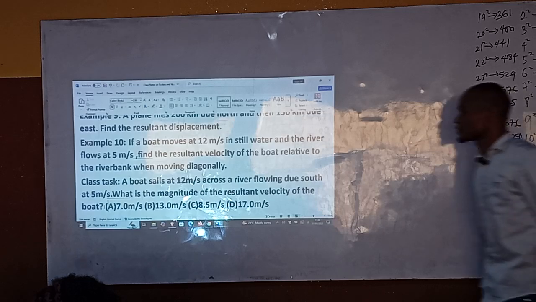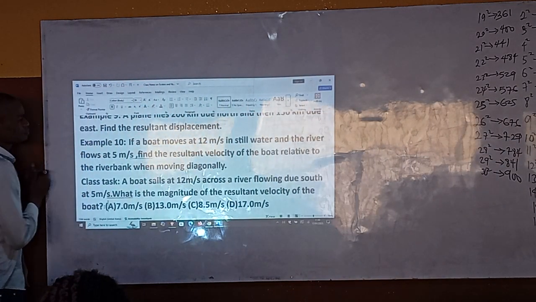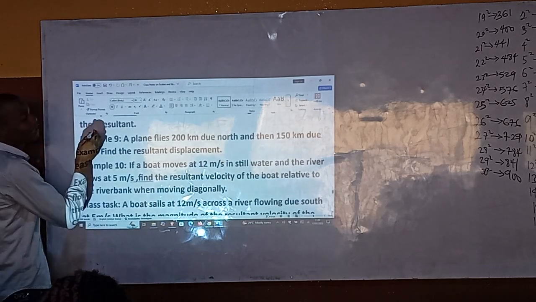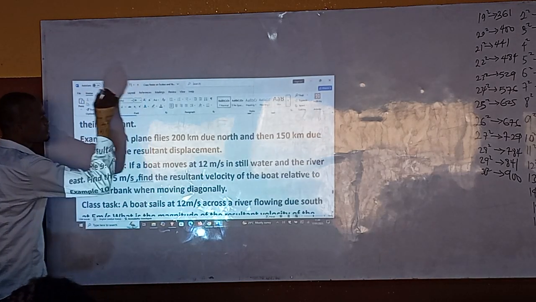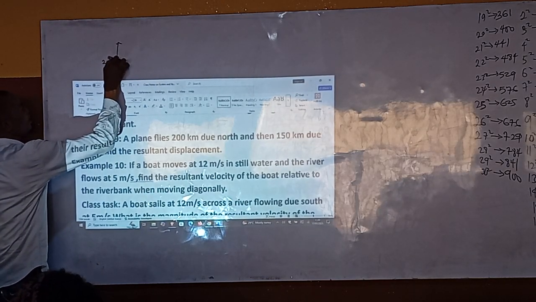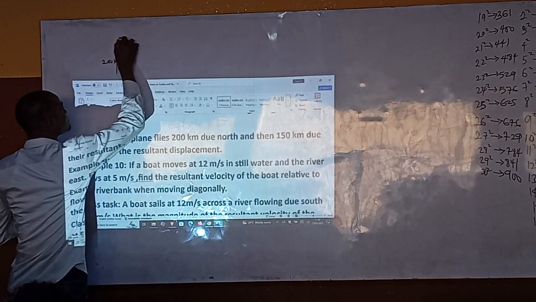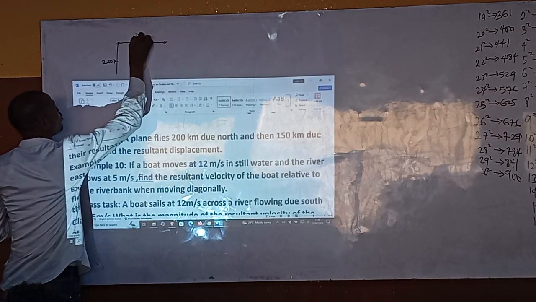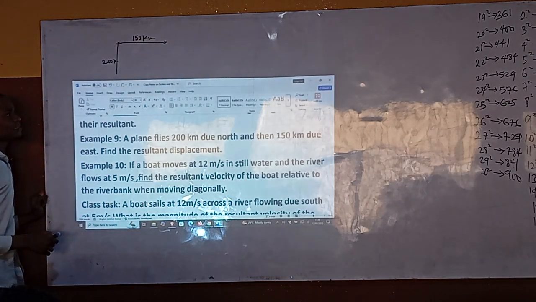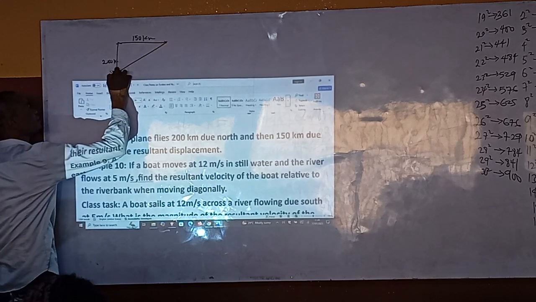1 to 30. Now, where am I? Oh, yeah, look at this here. Where is the question? A plane flies 200 kilometers due north, right? This is north. 200 kilometers. And then 150 kilometers due east. Where is east? 150 kilometers. Find the resultant displacement. Starting from this place to this place, right?